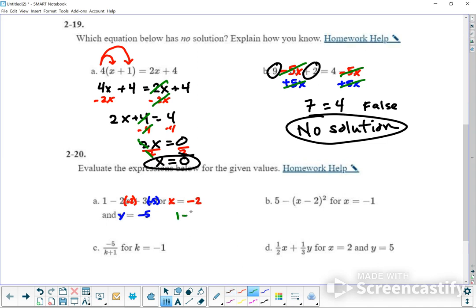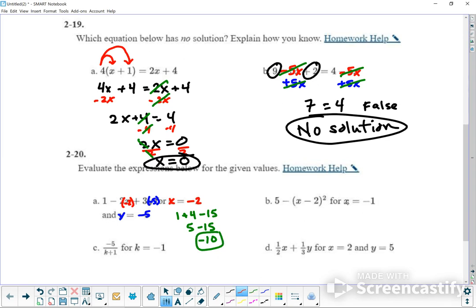1 minus 2 times negative 2, right? Or you can say -2 times -2, which is actually a positive 4. And then it's plus 3 times -5, right? And again, if you look at this, positive 3 times -5 is -15. Okay, so 1 plus 4 is 5 minus 15. That makes -10. That's your answer.